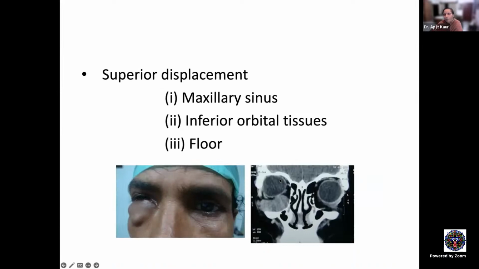Look at this eyeball, where it has been pushed up. So what can push up? Either something from the maxillary sinus breaks the floor, comes inside, or per se there is an inferior orbital mass, right?